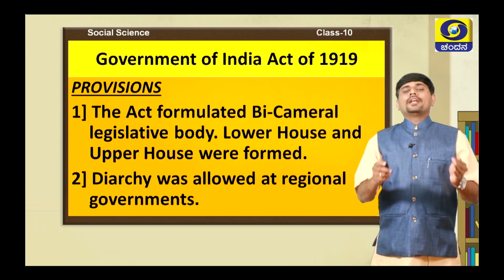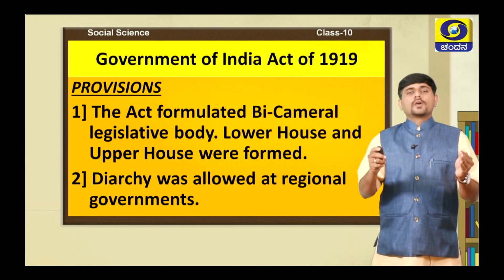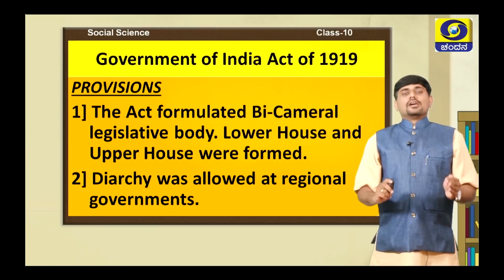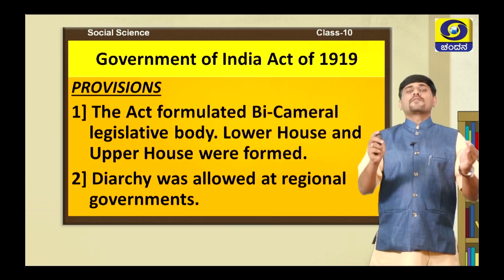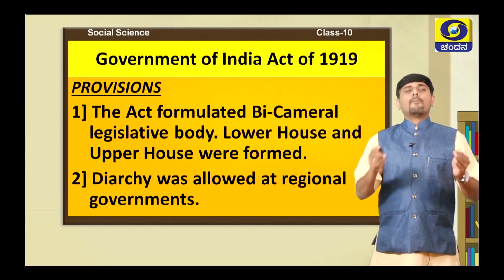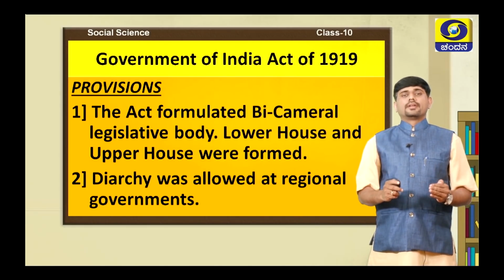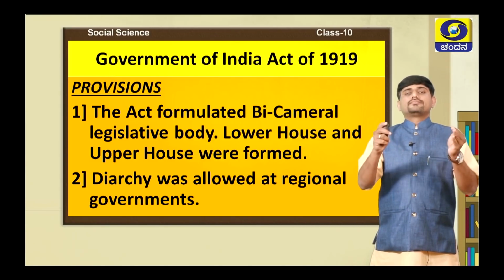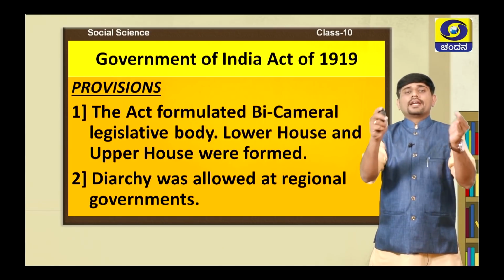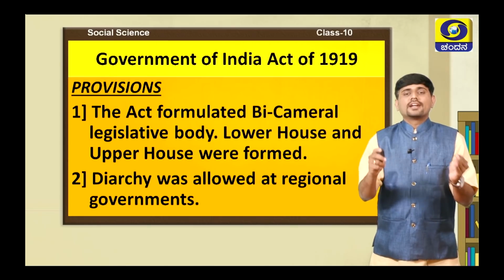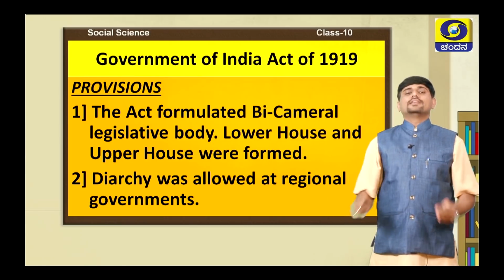The Government of India Act 1919. Dear students, this act is very popularly known as the Montague-Chelmsford Reforms. Here, Montague, Secretary of State for India, and Chelmsford, the Viceroy of India, both brought several reforms under this act. They wanted to introduce self-rule concepts in India. Importance was given to self-governing institutions under the Government of India Act of 1919. Various provisions are laid down in this act.